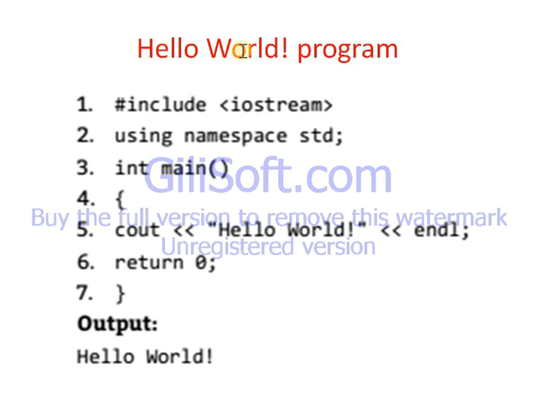Then we saw the first C++ program for displaying the message hello world. The hello world message is displayed by using the output statement cout. By using the cout output statement, we displayed the hello world message.